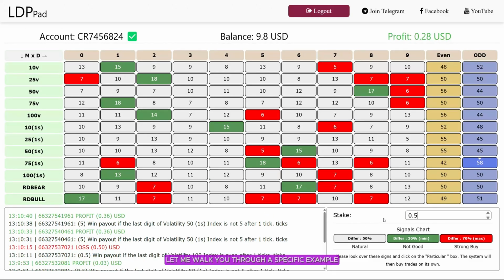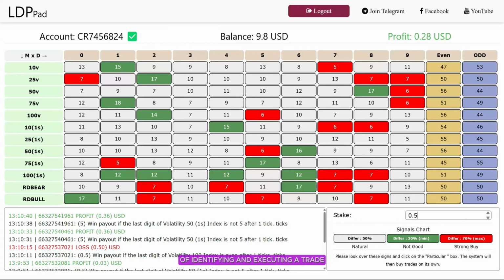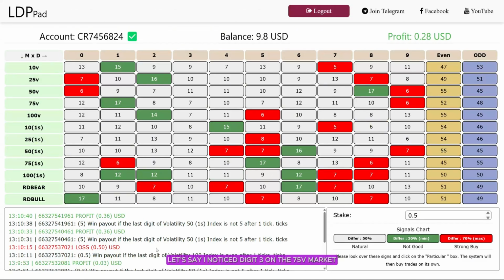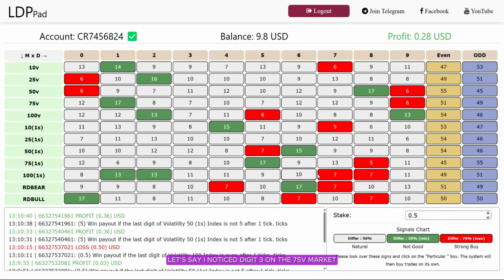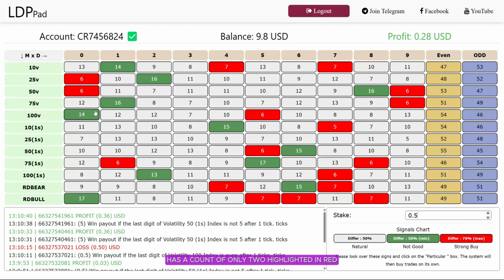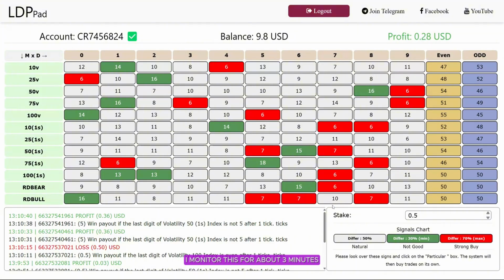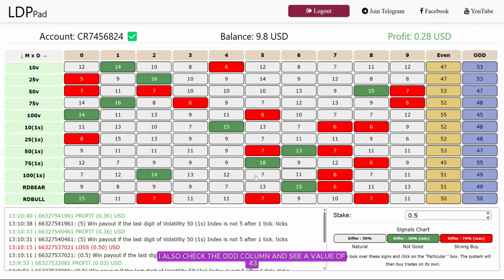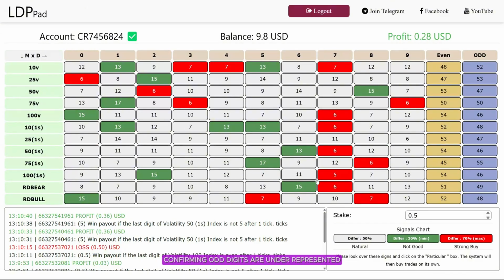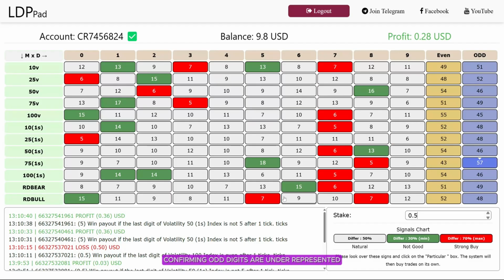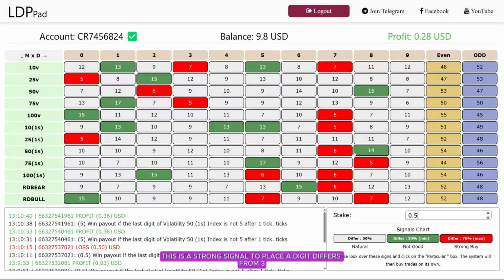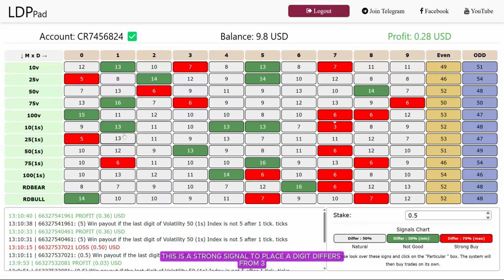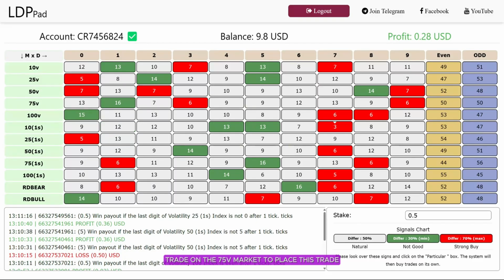Let me walk you through a specific example of identifying and executing a trade. Let's say I notice digit 3 on the 75V market has a count of only 2, highlighted in red. I monitor this for about 3 minutes and see it remains consistently low. I also check the odd column and see a value of 43, confirming odd digits are underrepresented. This is a strong signal to place a digit differs from 3 trade on the 75V market.